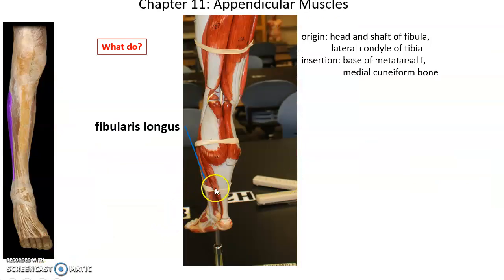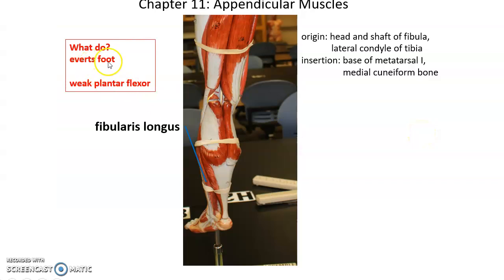All right, on the lateral side, surprise, surprise, is fibularis longus. This muscle on the lateral side, origin is head and shaft of fibula, lateral condyle of tibia, inserts into the base of metatarsal 1 and the medial cuneiform. So it goes down and under a little bit. What does it do? It helps to evert the foot, so it helps to turn the foot so the sole of the foot is facing outwards or laterally. And it's also a weak plantar flexor, a weak one.